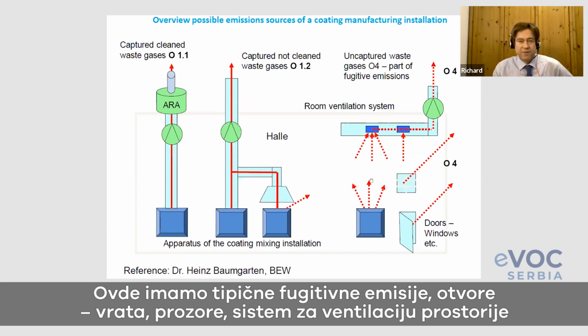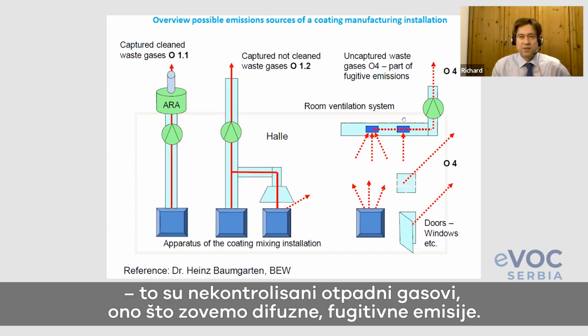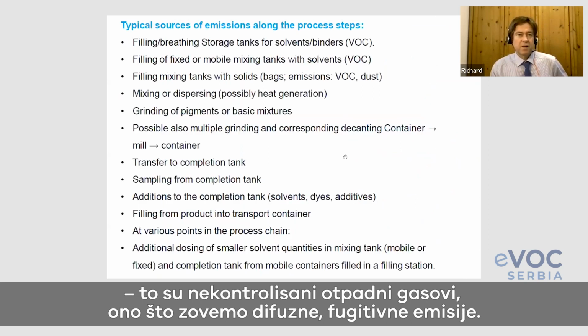And you have here what are typically fugitive emissions. You have openings by doors, by windows, and the room ventilation system, and so on. So those are not captured waste gases. Those are what we call diffuse and fugitive emissions.